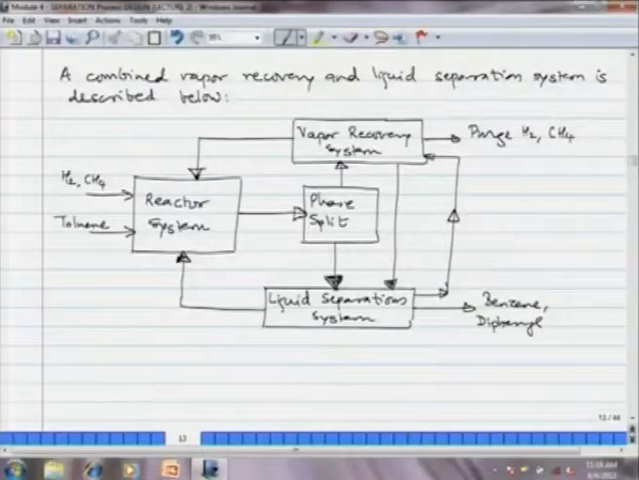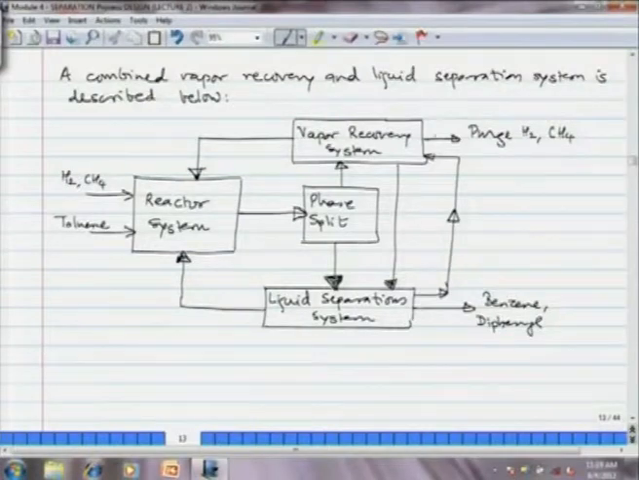Thereafter, in the phase split drum or flash drum, we reduce the pressure to have the split between the gas and liquid phase. Toluene, benzene and diphenyl condense; hydrogen and methane emerge as the gaseous stream, but they still have vapors of benzene and toluene in it. That gas exit stream is treated in the vapor recovery system, and then the benzene and toluene are recovered. You can see here a stream going from the vapor recovery system to the liquid separation system.